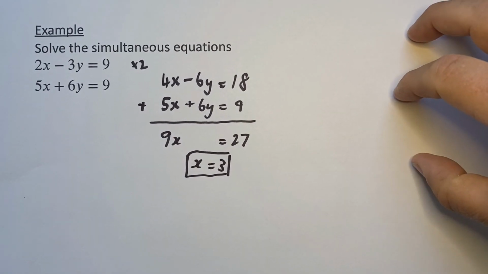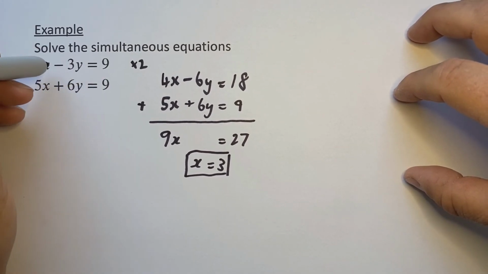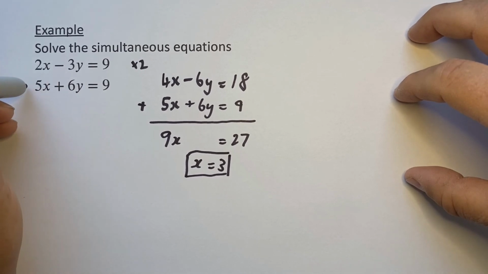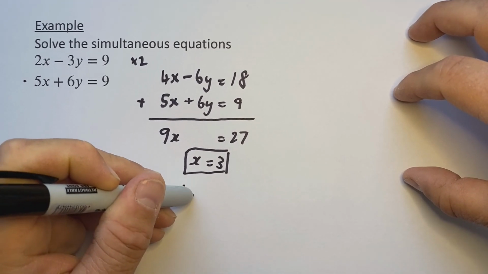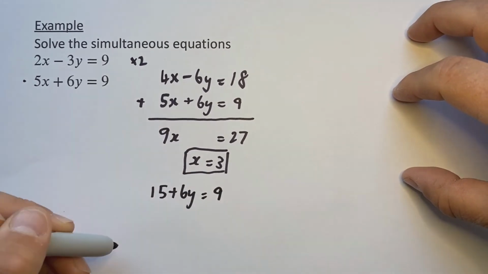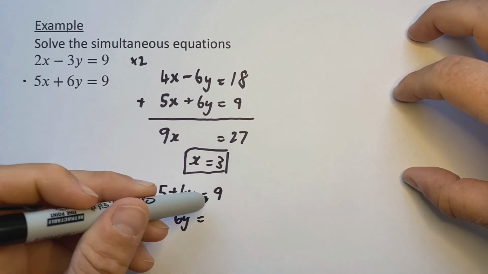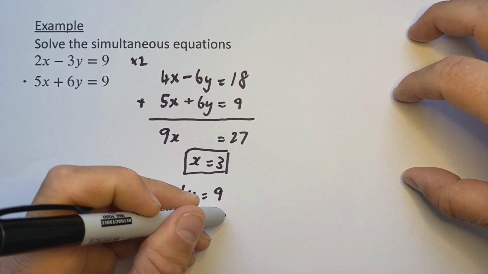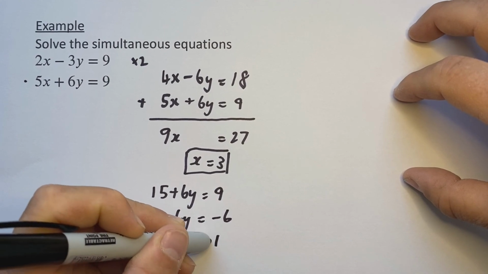So if I put 3 into either of these, now they look like smaller numbers, I just don't like minus signs. So if I can avoid it, I avoid it. So I'm going to put it into there. 5 3s, 15. Add 6y equals 9. If I move the 15 across to the other side, it becomes a take 15. 9 take 15 is minus 6. Now 6 goes into 6 once, but there's a minus.